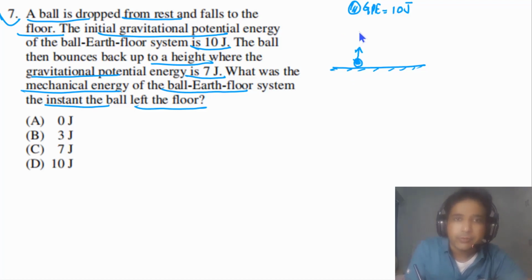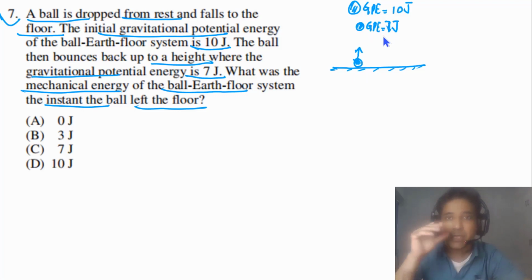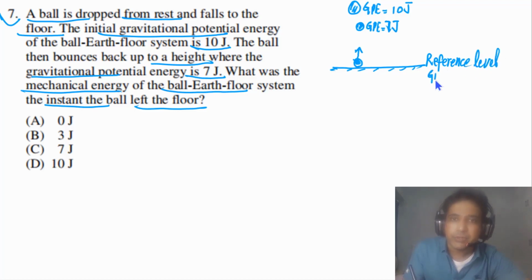And also it is given to us this ball bounces back to a certain height, it bounces back to this height, and the GPE of the ball at this point, meaning the GPE of the system, is equal to 7 joules. So it bounces back to this height, and GPE at this height is equal to 7 joules. We need to find out what is the mechanical energy at this point. In this case, we are taking the ground as our reference level. So ground is the reference level, meaning GPE here is equal to 0.